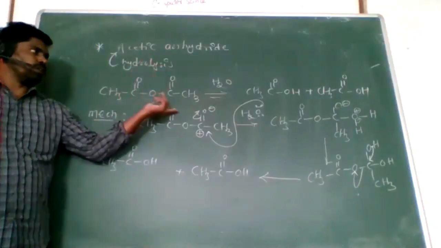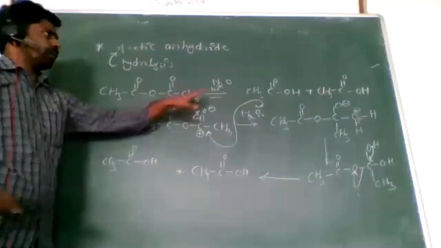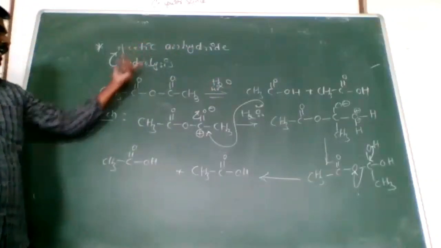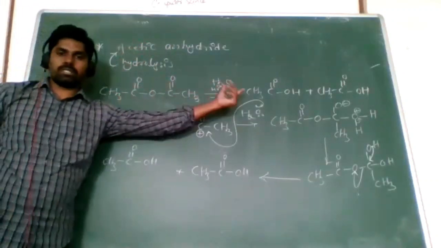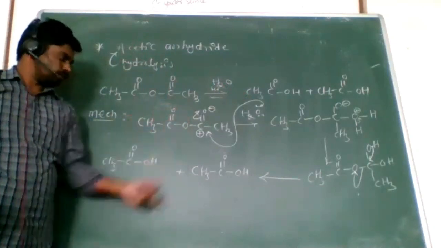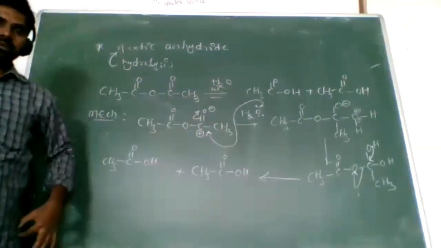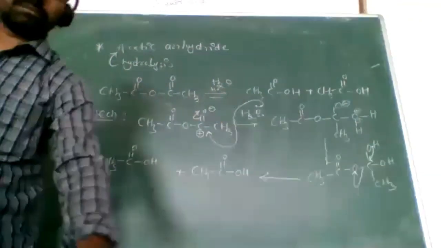So under hydrolysis conditions, for example acidic hydrolysis or plain hydrolysis, acetic anhydride undergoes hydrolysis to form carboxylic acids. So this is the mechanism. This is the formation of carboxylic acids, 2 moles. Okay, written? Write it down.